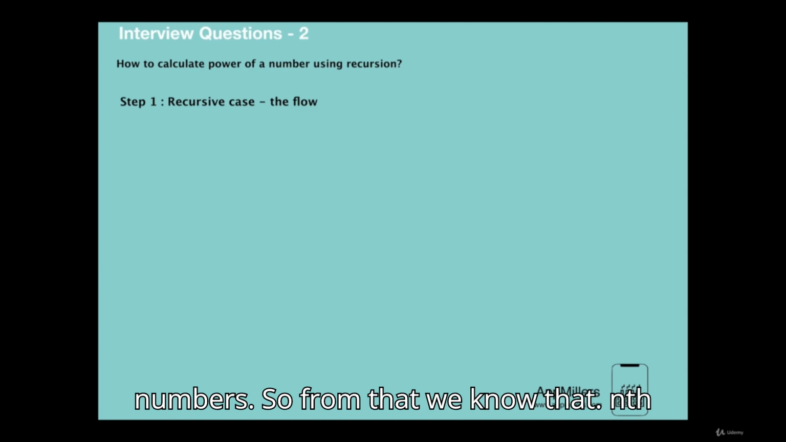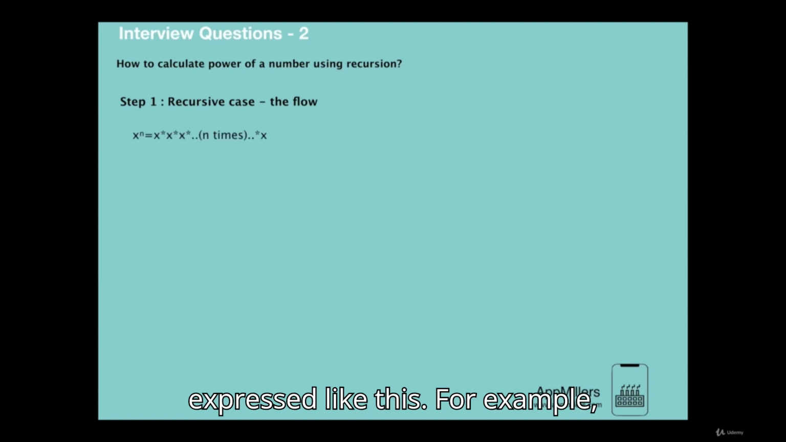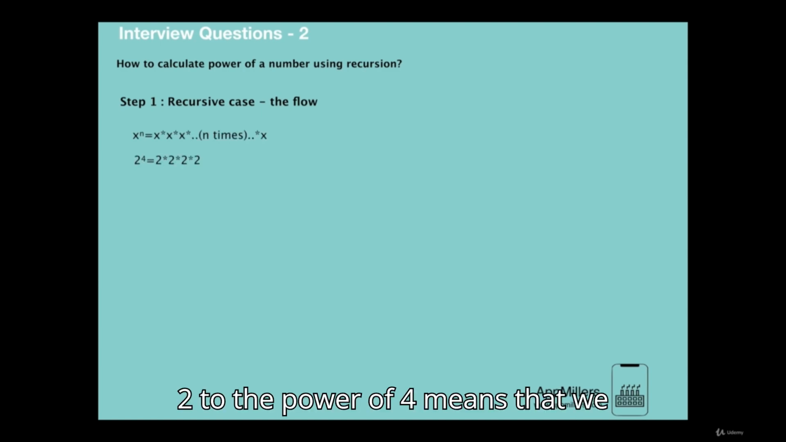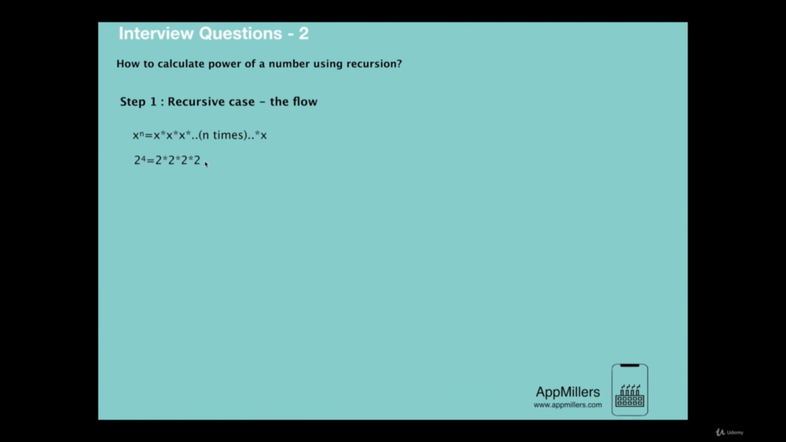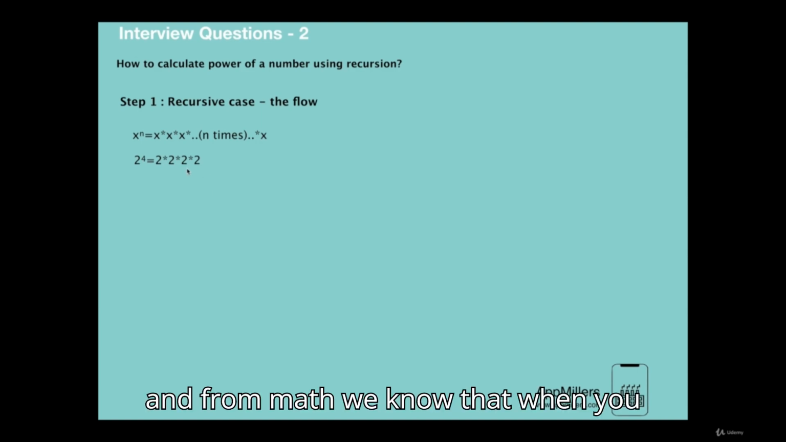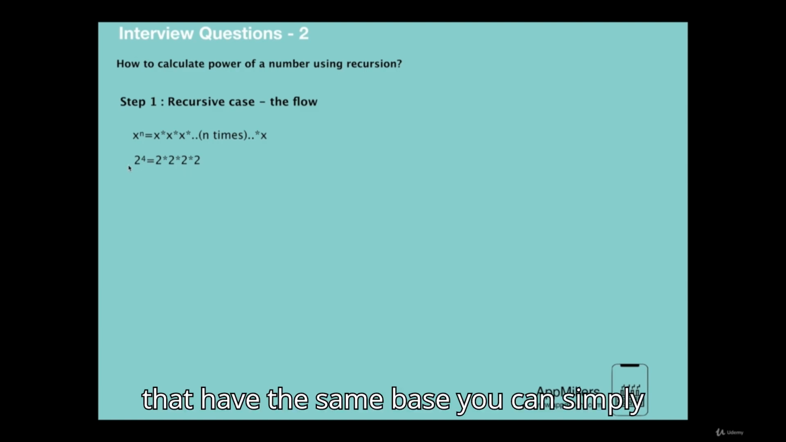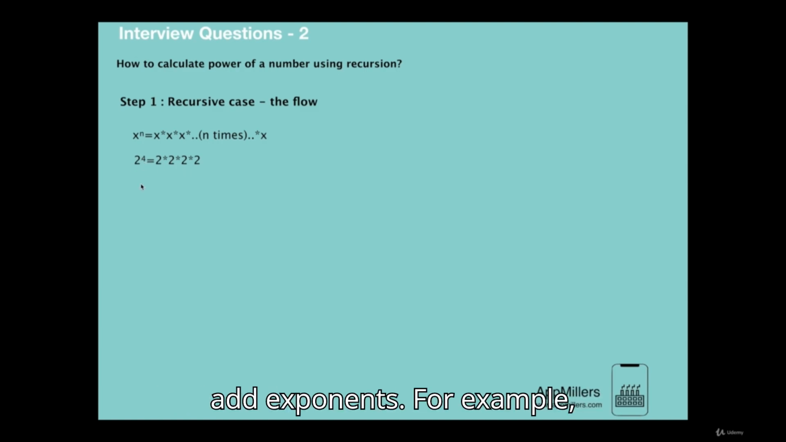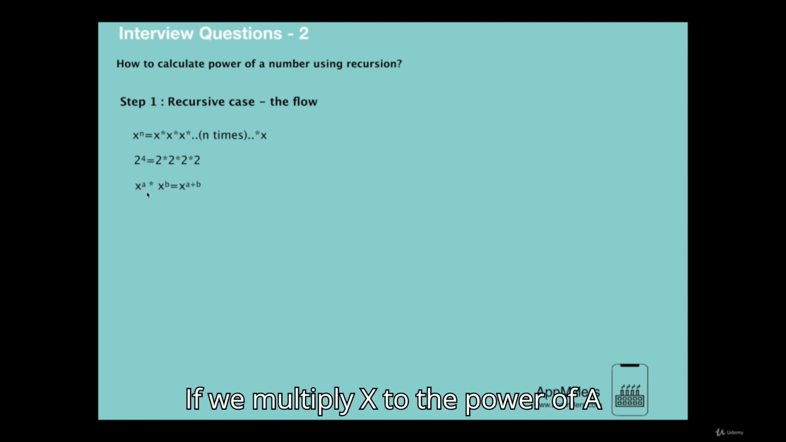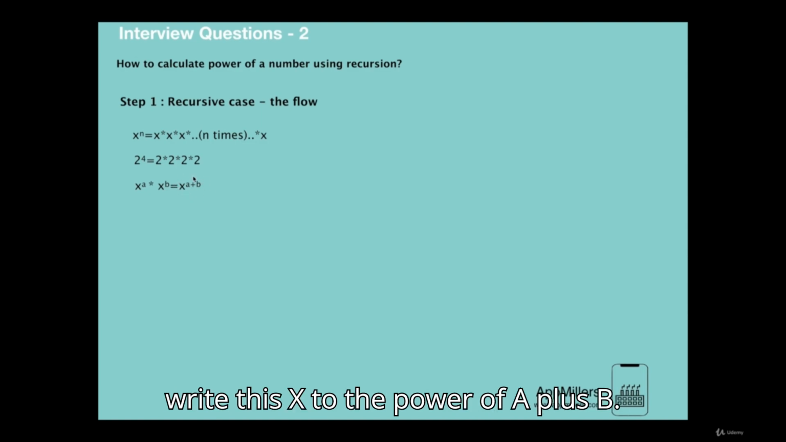So the question asks how to calculate power of numbers. So from that, we know that nth power of any given number can be expressed like this. For example, 2 to the power of 4 means that we multiply 2 4 times with itself. So here we need to find the recursive case. And from that, we know that when you multiply 2 variables or 2 numbers that have the same base, you can simply add exponents. For example, if we multiply x to the power of a with x to the power of b, we can easily write this x to the power of a plus b.